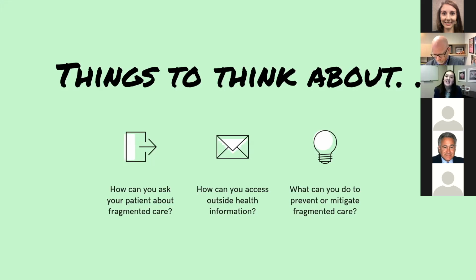The second thing to think about is, how can you access outside health information? Do you know how to get on Epic's HIE? Do you know how to get on Emory's HIE? Did you know that we have a state HIE called GHIN? If you don't know how to access, figure out who you can ask to help you figure out how to get that information. And finally, what can you do to prevent or mitigate fragmented care?